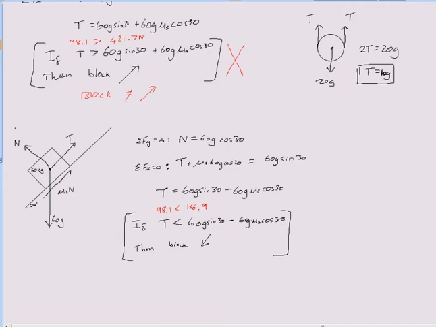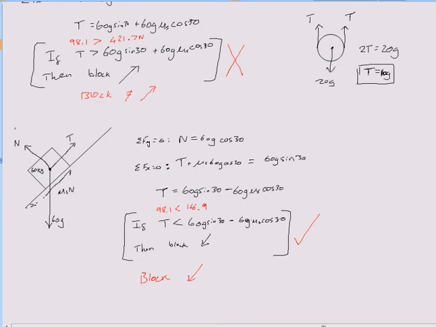And is this inequality satisfied? I think it is. Well, 98 is definitely less than 166, so this inequality is satisfied, which implies that the block is moving down the hill. So the block is moving down the hill, right?